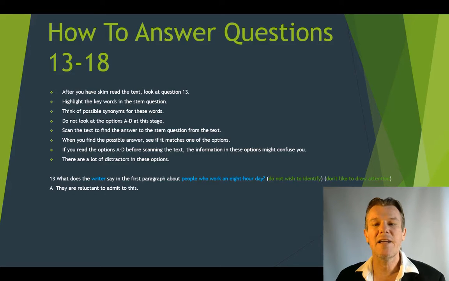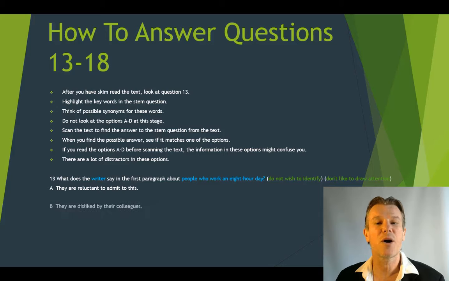So if I look at A, they are reluctant to admit this. And yeah, do not wish to identify themselves. That's a synonym for reluctant to admit this. Don't like to draw attention. Again, this is another synonym for reluctant to admit this. So A is a good possibility of being the answer.